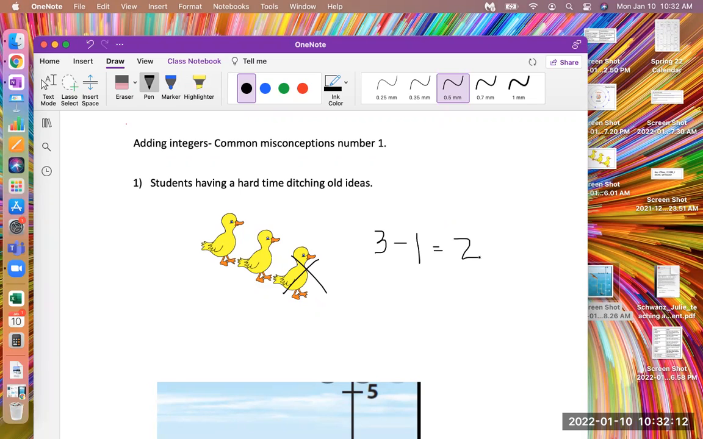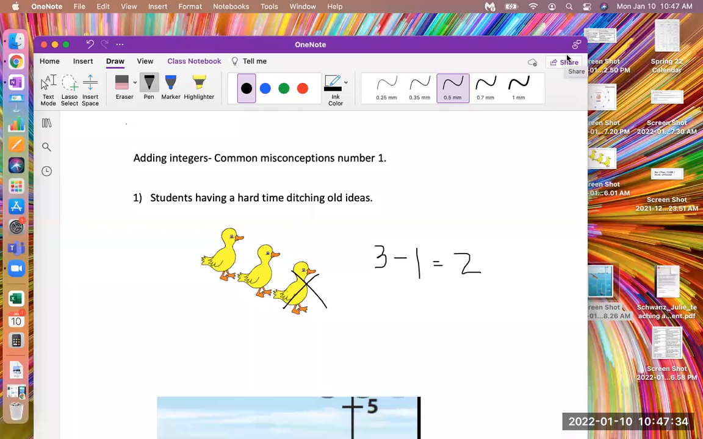That's the vision that we all have of subtraction. When we get into adding and subtracting operations, we need to get rid of that idea of subtraction. We need a new picture that will help us better understand what's really going on with subtraction and addition. This is a new idea.